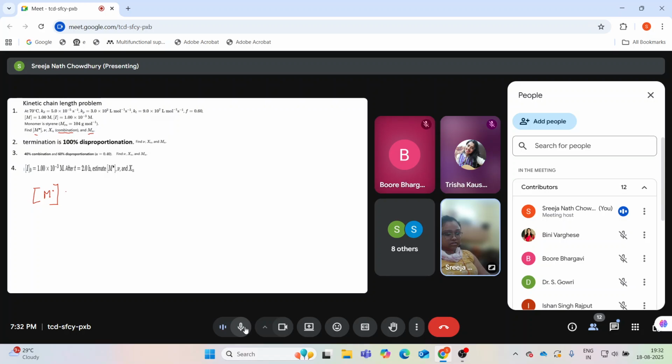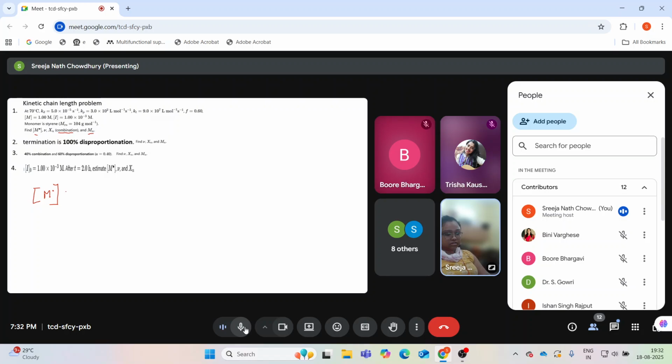So Mn is Xn into MRU, where MRU is 104. It becomes 183 into 104, which becomes 1.9 into 10 to the power 4. Until now, is it clear to all of you how to calculate the kinetic chain length and, from this, the degree of polymerization?